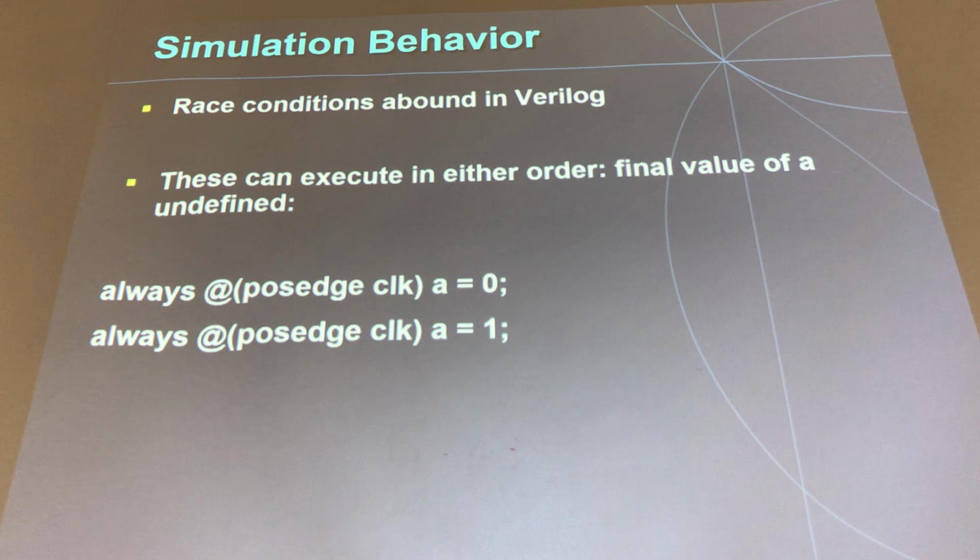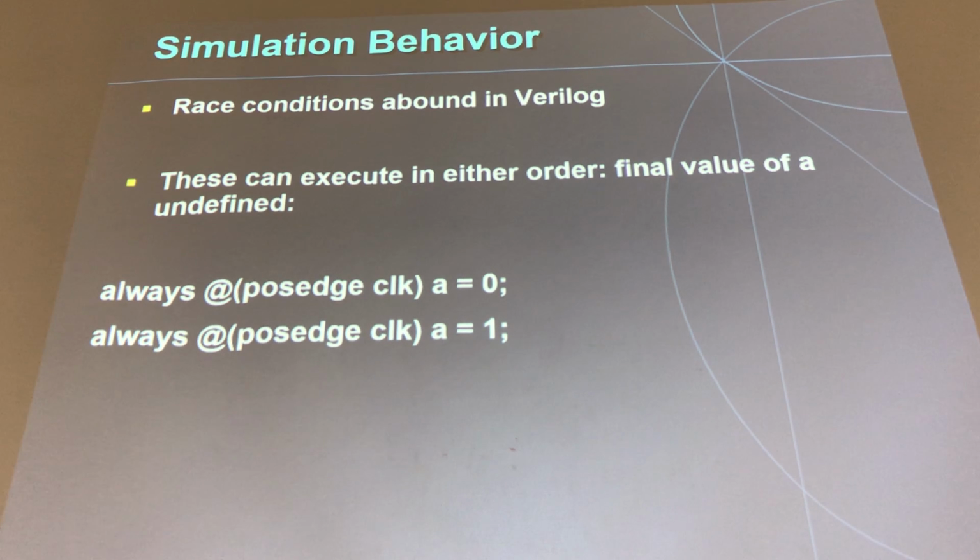So be careful about the race condition in Verilog. This can execute in either order, because as I said, an always block does not have a fixed order. It could be here and then here, maybe here and then here. Either order is possible, and the final value of A is undefined. If you do this first and then this, A is 1. If you do this first and then this, A becomes 0.